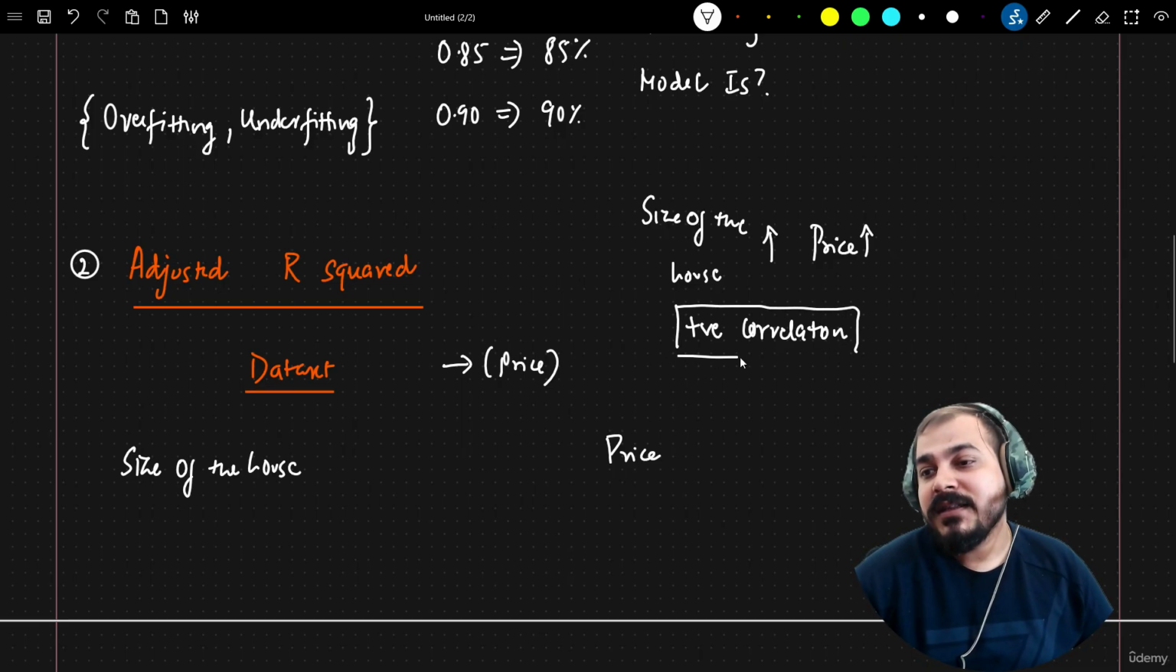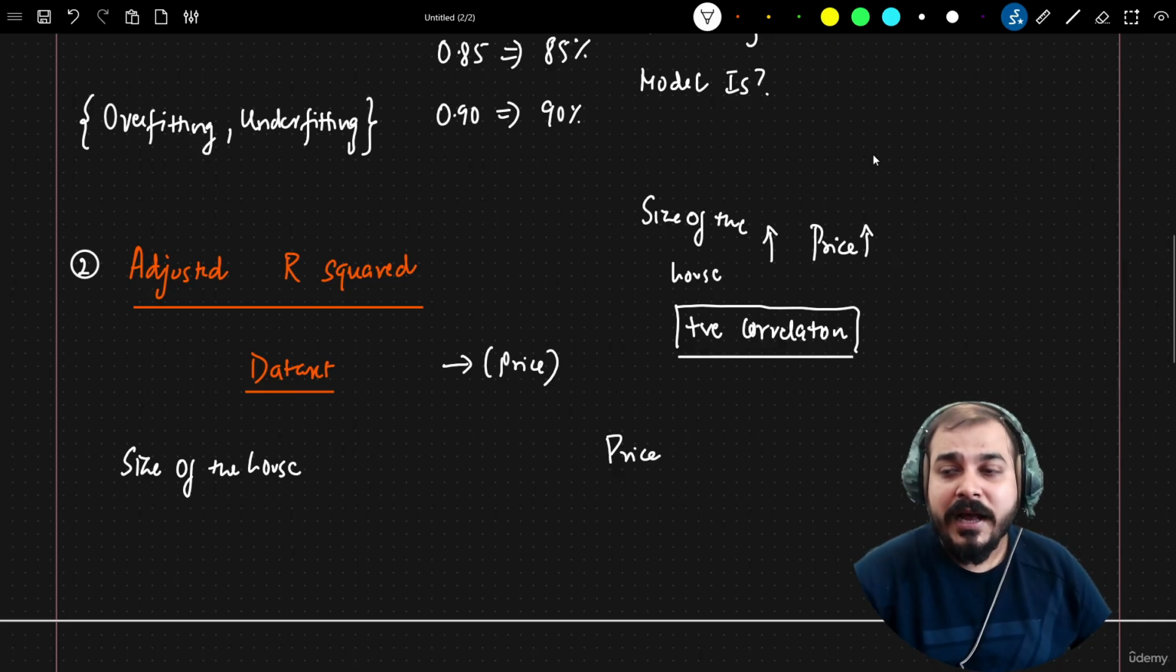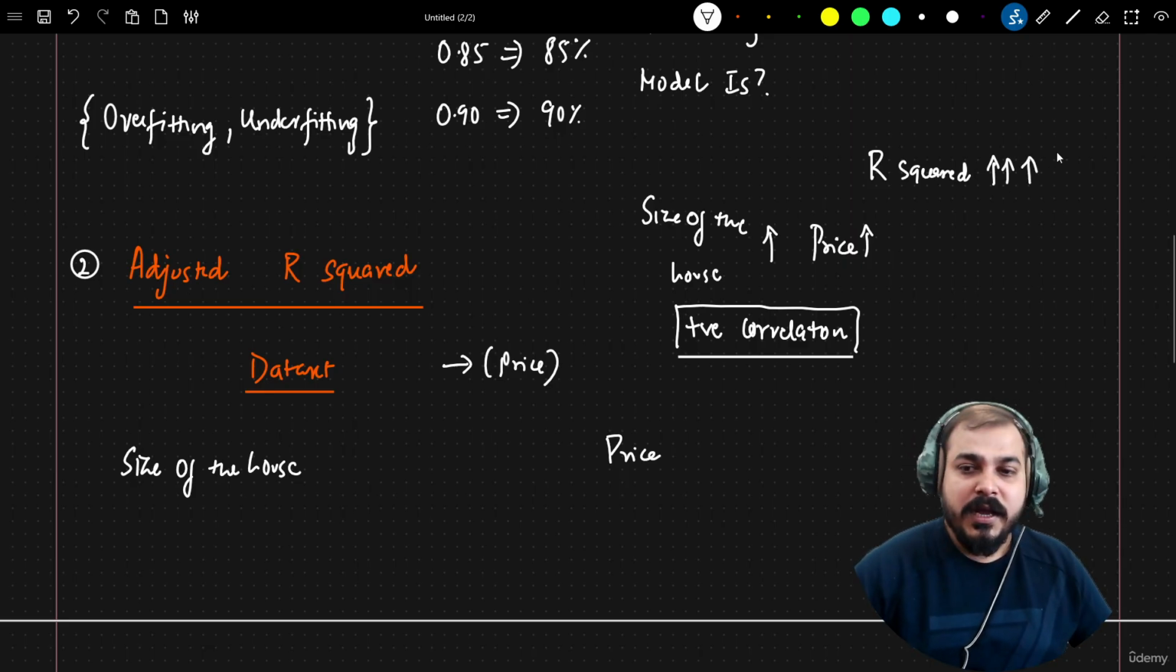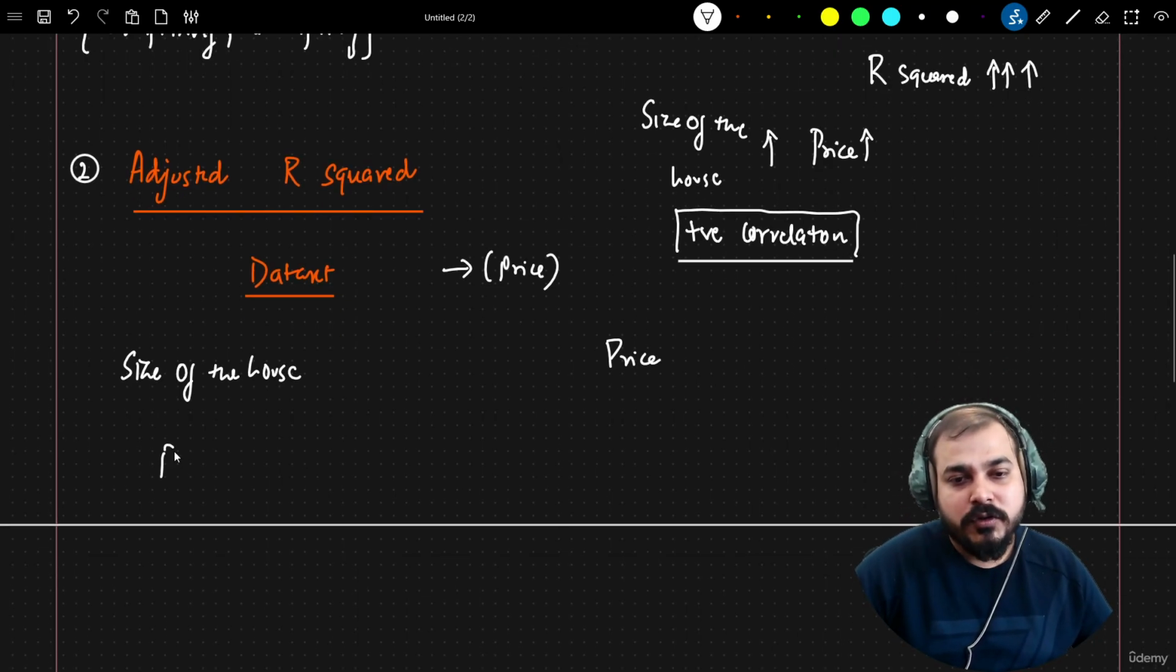So when we have a good positive correlation in this particular case, what happens? My R squared value probably increases. Let's say this value basically increases. Now let's say in this particular case, when I'm using these two features, I have actually computed my R squared.